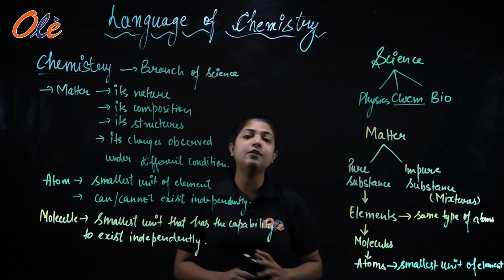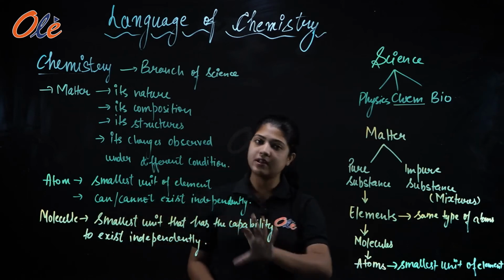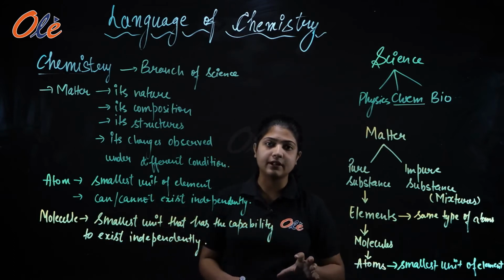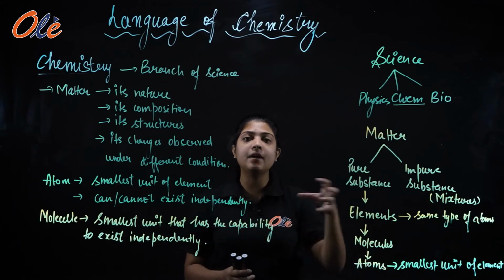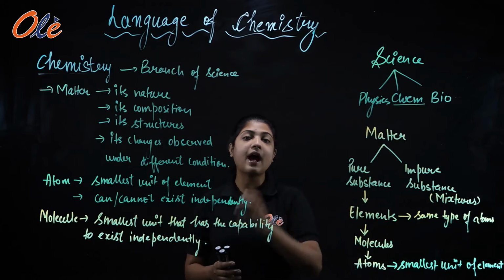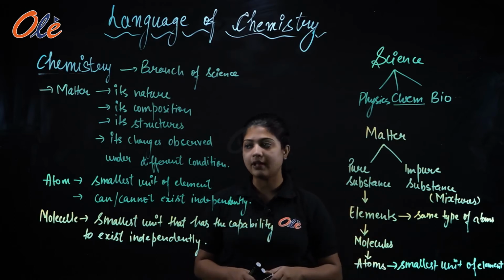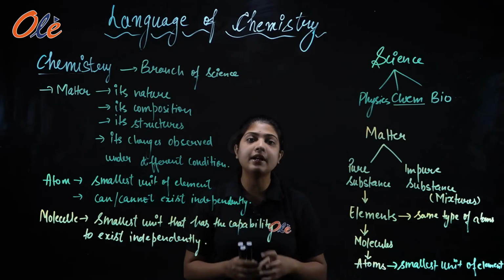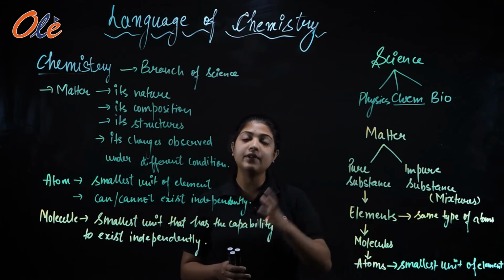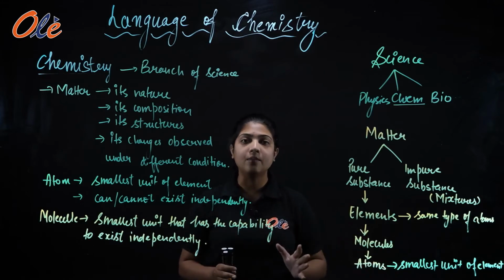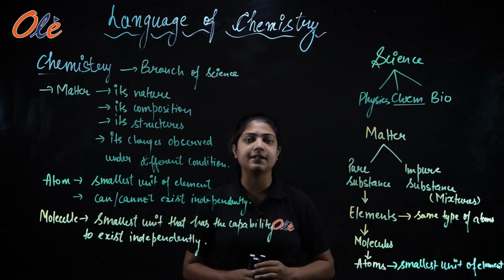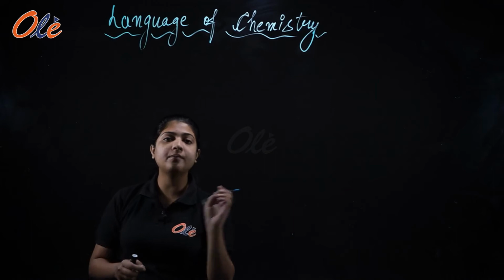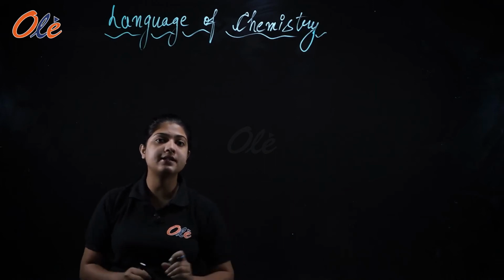Now, if we talk about molecules, molecules have the ability to exist independently. Molecules are made up of similar types of atoms as well as different types of atoms, right? So, what happens in case of molecules? They can combine with similar types of atoms, and they can combine with different types of atoms to form a molecule. How does this happen? Let us see. As I have told you, molecules can be made from similar atoms as well as dissimilar atoms.